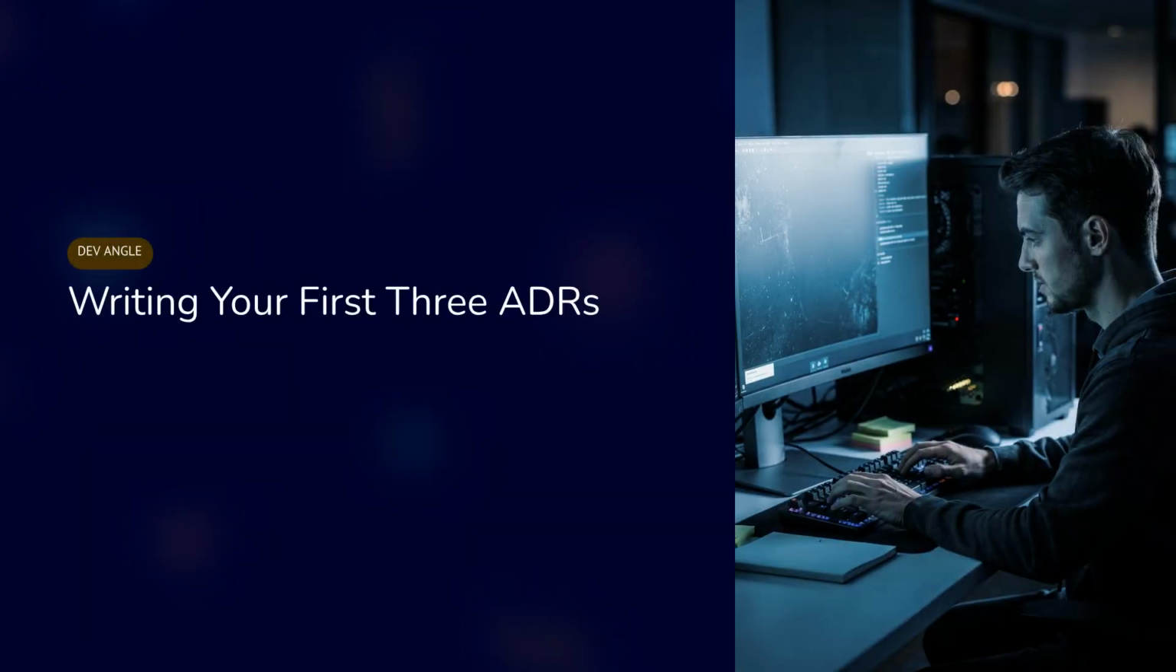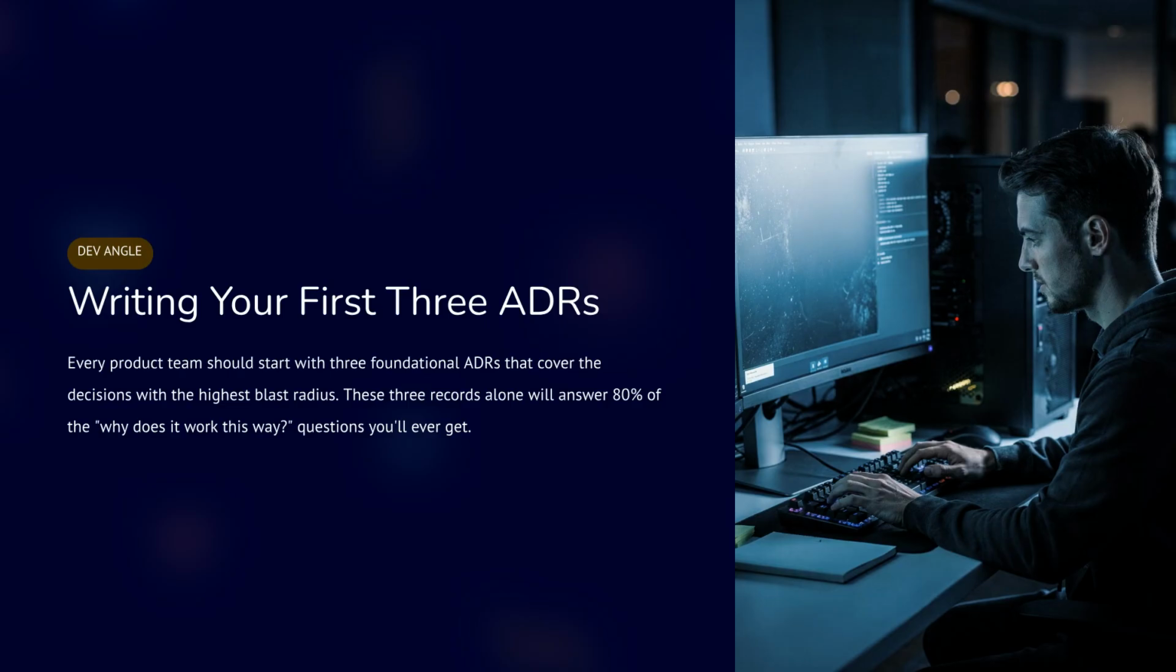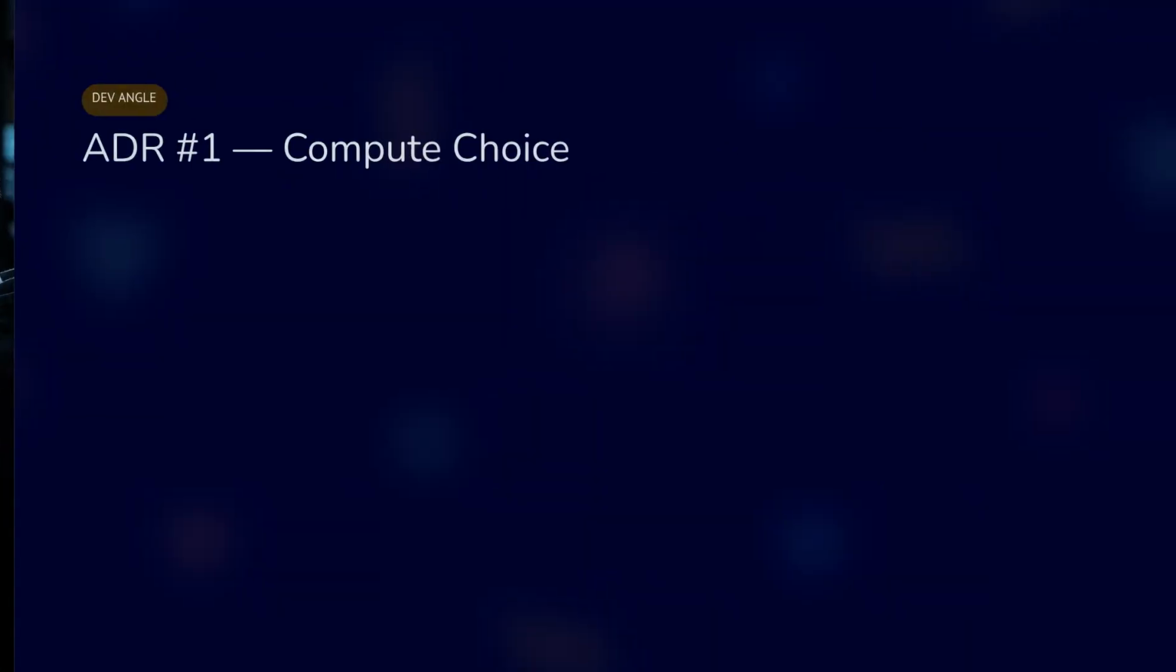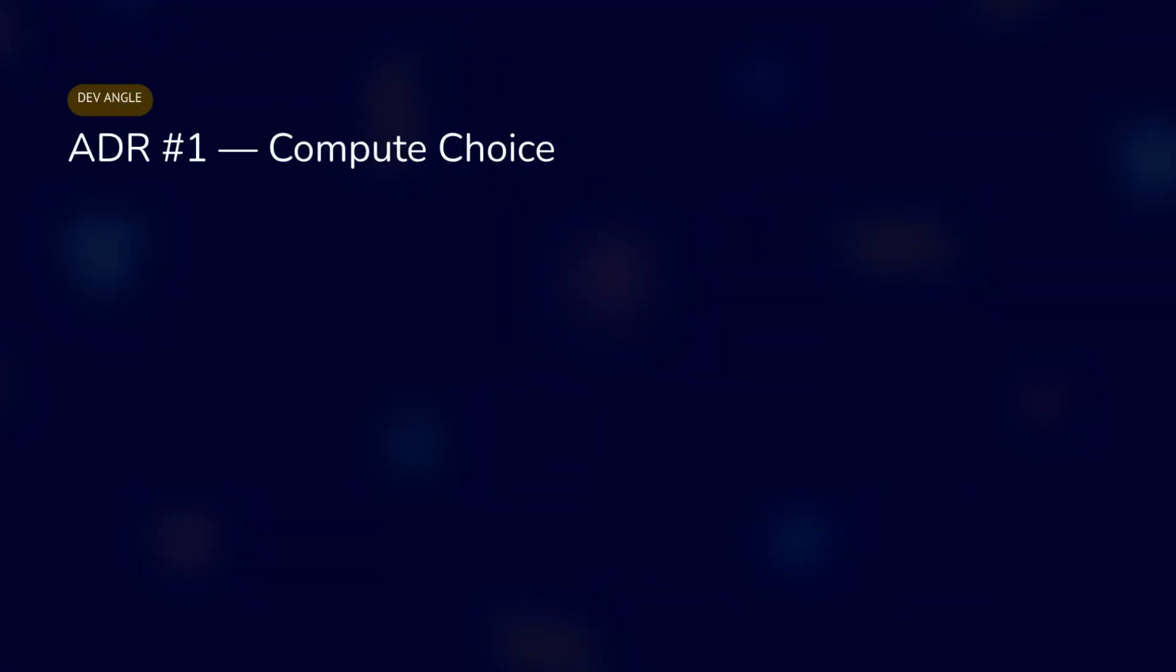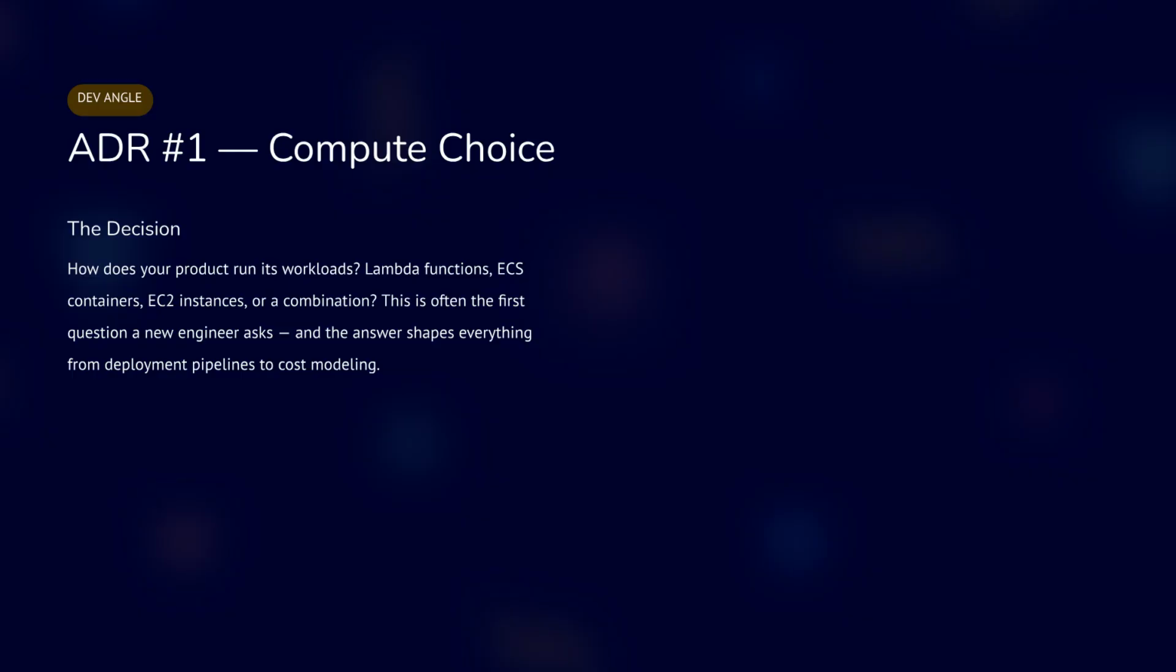From a developer angle, we suggest starting with 3 foundational ADRs that cover decisions with the highest blast radius. These 3 records alone can answer 80% of the "why does it work this way" questions you will receive. ADR number 1 is the compute choice. Document whether you use Lambda, ECS, or EC2.